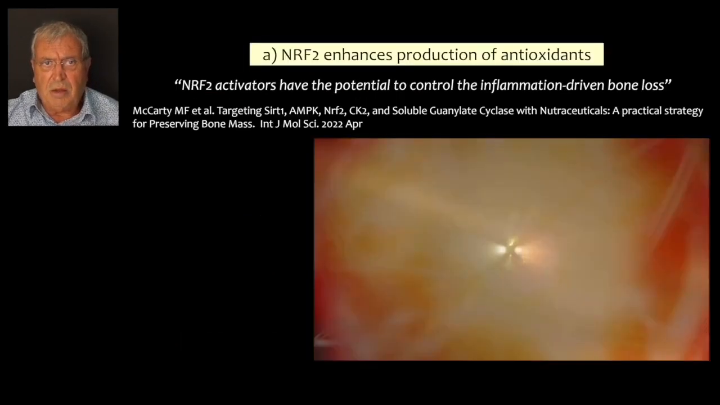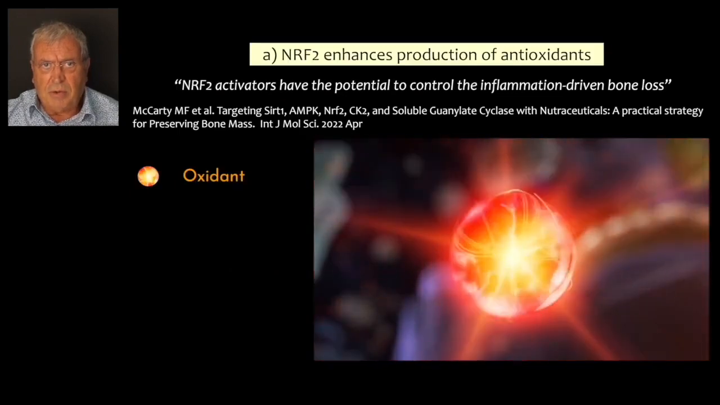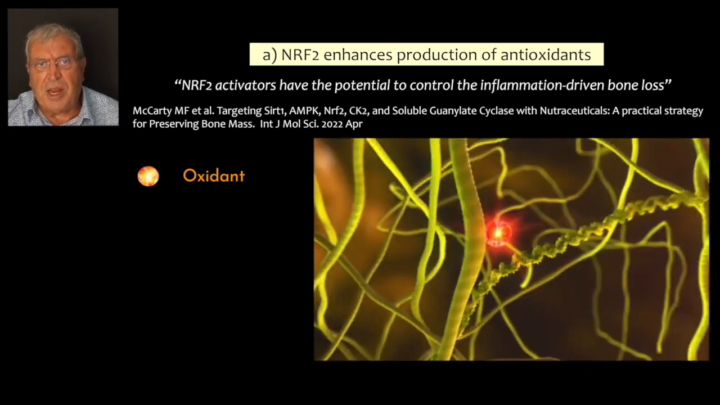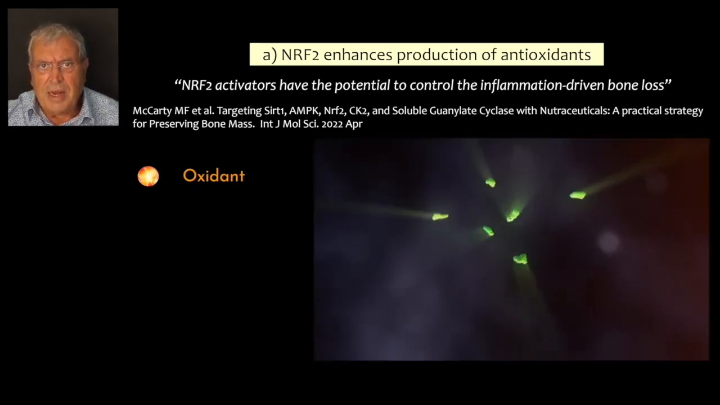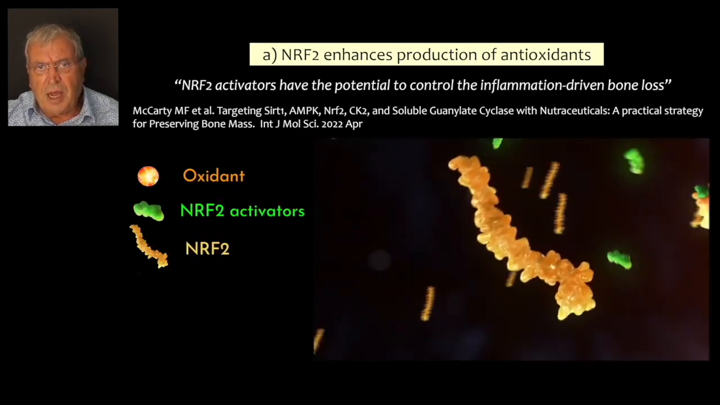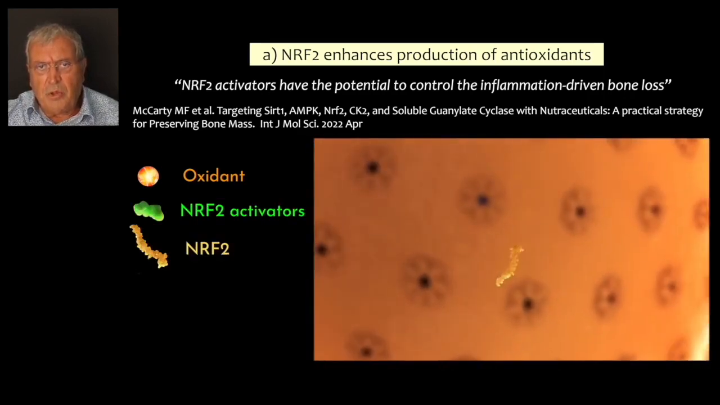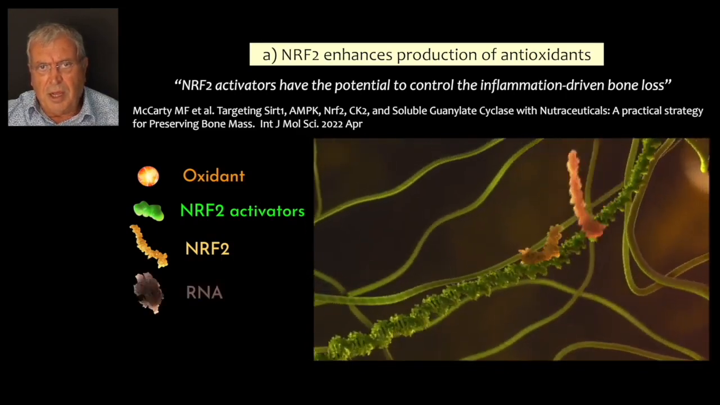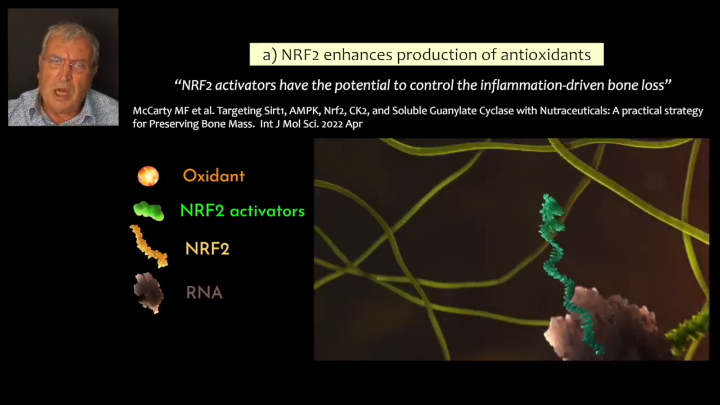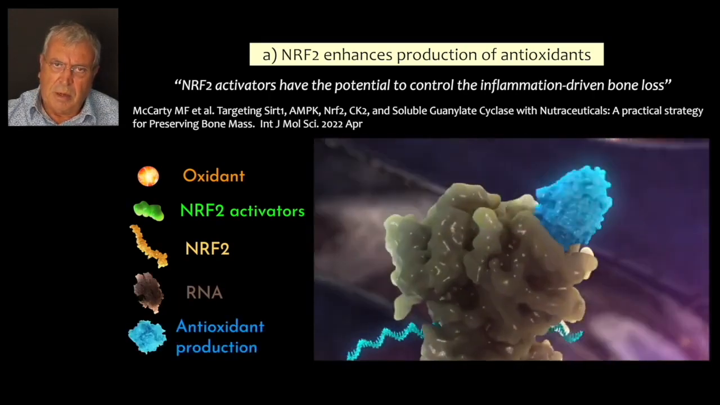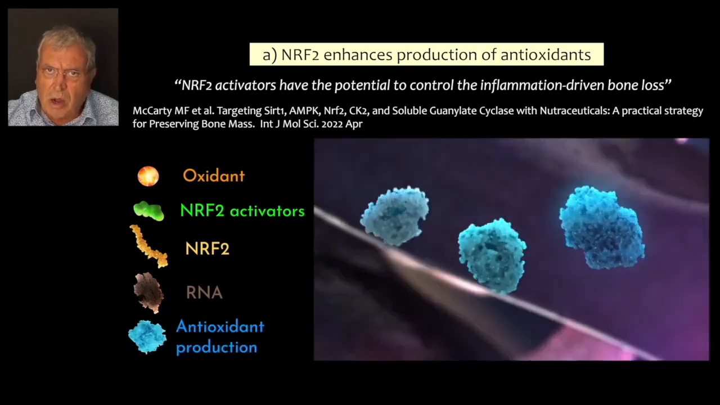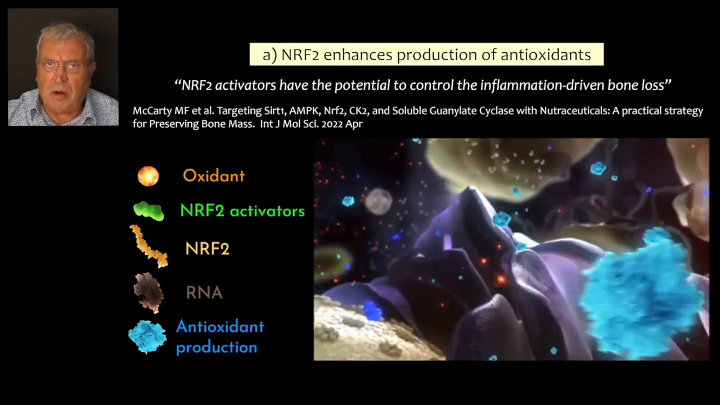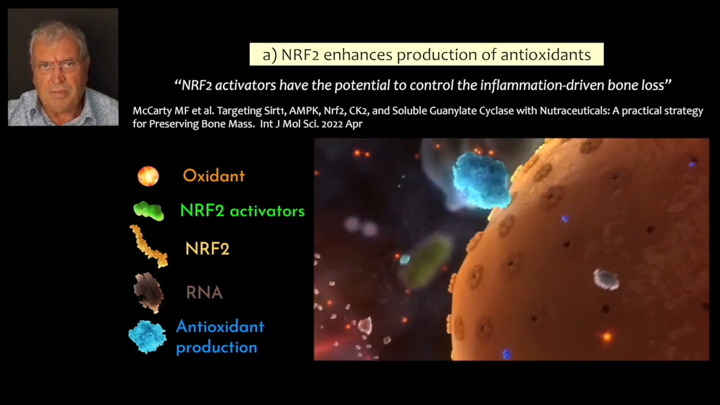First is the NRF2 activator. It counters the production of oxygen radicals, because oxygen penetrates the cells and damages the DNA and the membranes. Then NRF2 comes to activate the RNA in order to produce antioxidant. And this antioxidant will come to neutralize the oxidant. And this is the job of the NRF2.